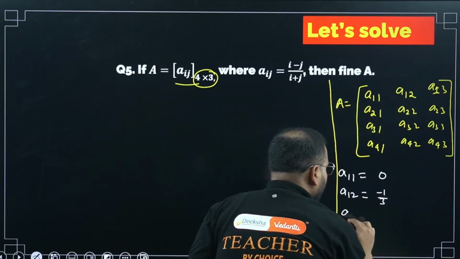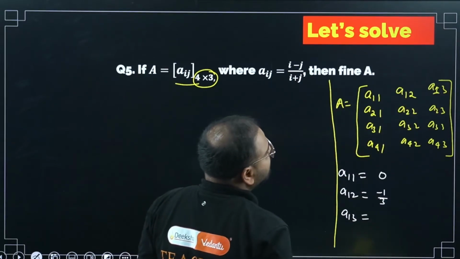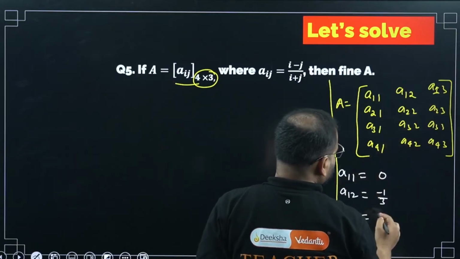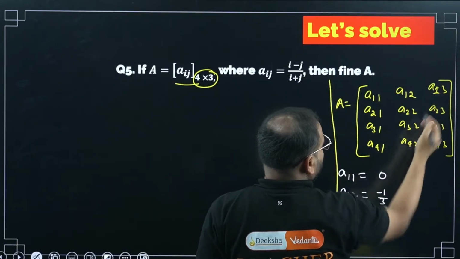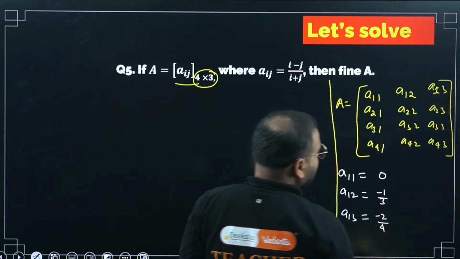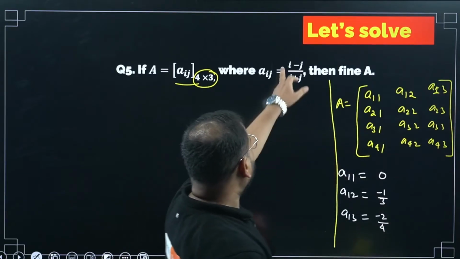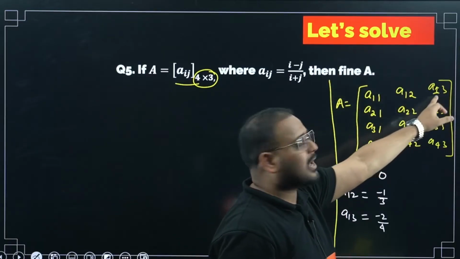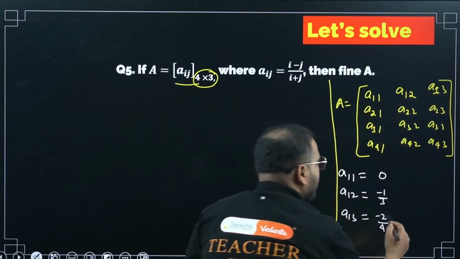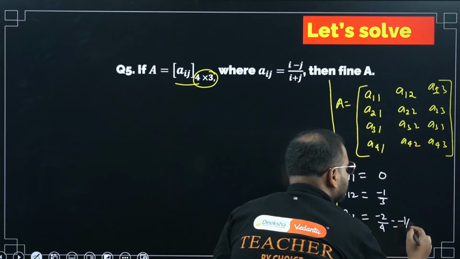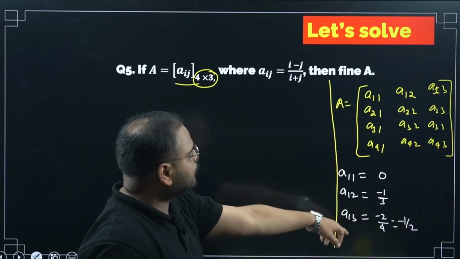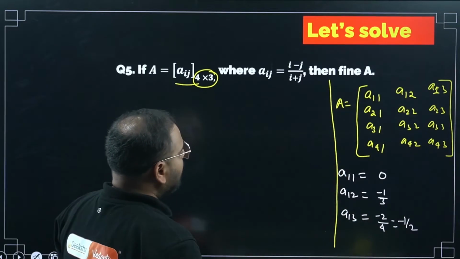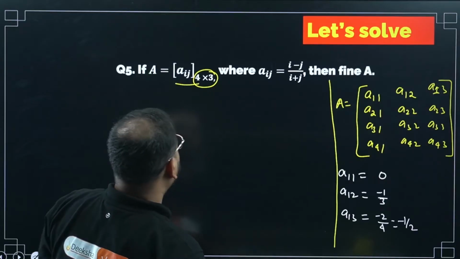What about A13? A13 means the difference, so 1 minus 3 is minus 2, and the sum i plus j, so 1 plus 3 is 4. So minus 2 by 4 will be minus 1 by 2. Simplified it: 2 to 4 we can cancel by 2. So minus 1 by 2. A13 is done. Now A21 we can do.